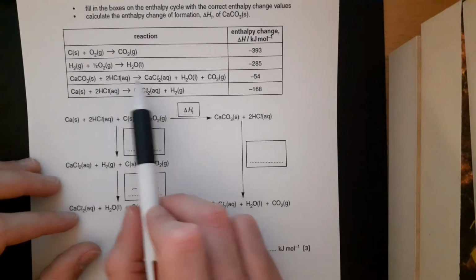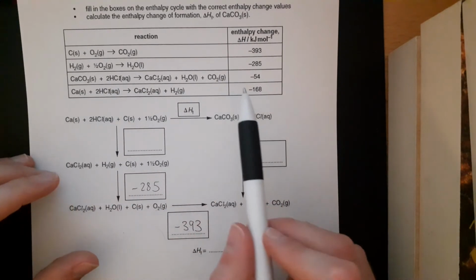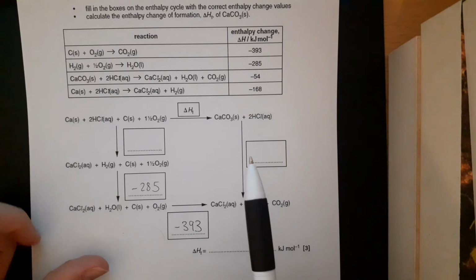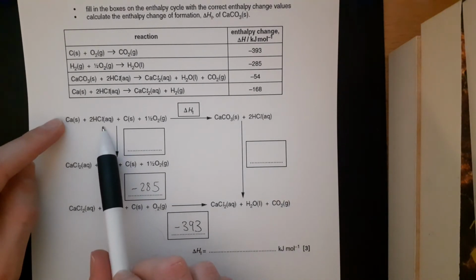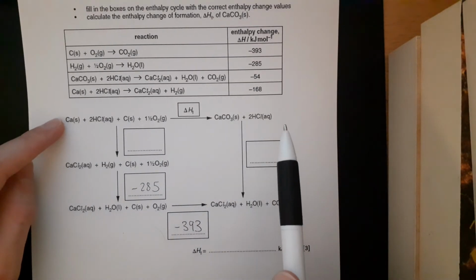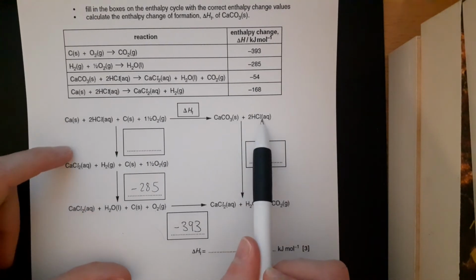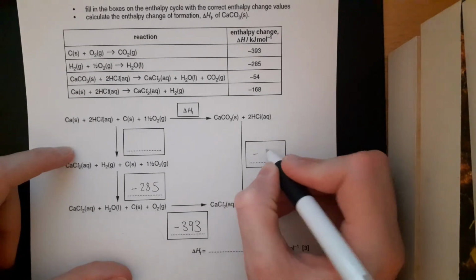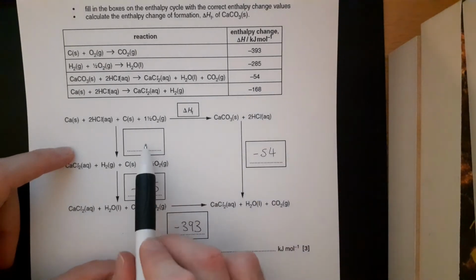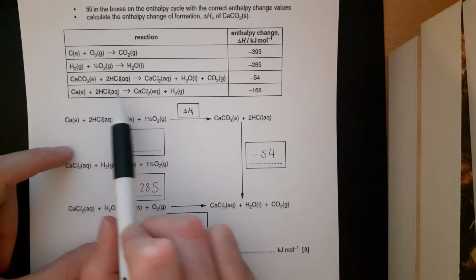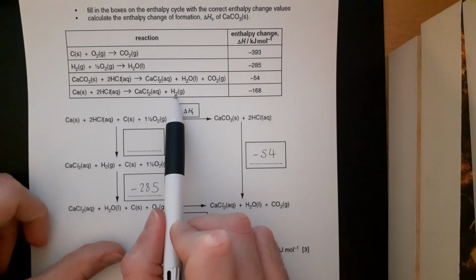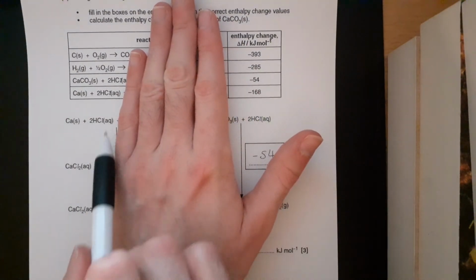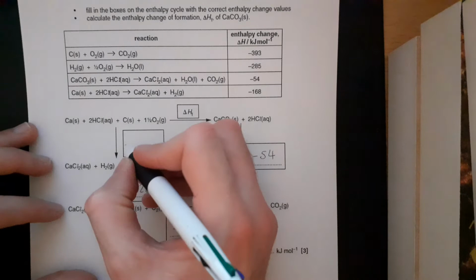Calcium carbonate and acid making calcium chloride. Okay, this should be easy to spot. Where's the HCl? Here. No, it's not that one. Oh, it's this one. Calcium carbonate and HCl making calcium chloride, water and CO2. That's this one, that's there. That's minus 54, which means this should go here. Let's just check it. Calcium and HCl makes calcium chloride and hydrogen. Yeah, here we go. It's this bit here, look. The carbon and the oxygen cancel out. There you go. So minus 168 goes there.